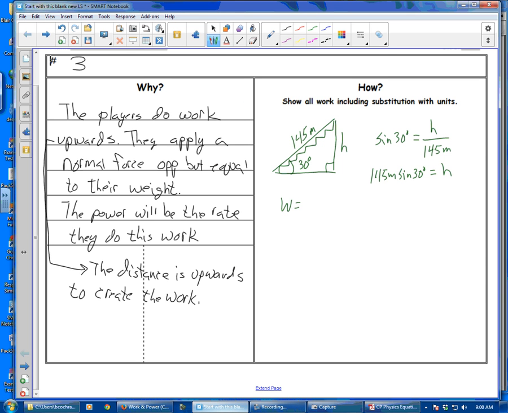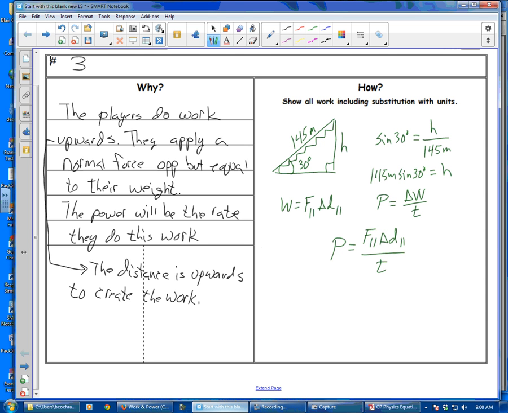Work is force parallel, delta D parallel, and then power is delta work per time. And I could even have a delta there on the time, but we're normally dropping that. So, I'm interested in the amount of power they're going to do, over the time.